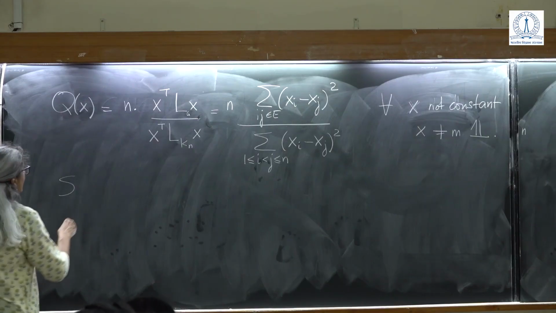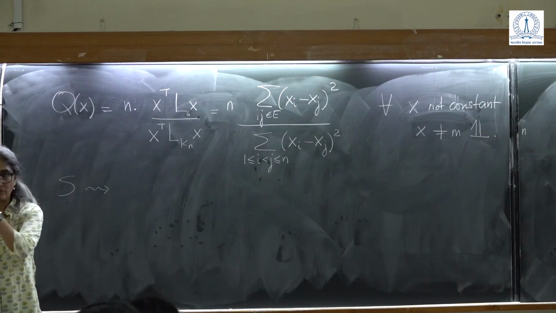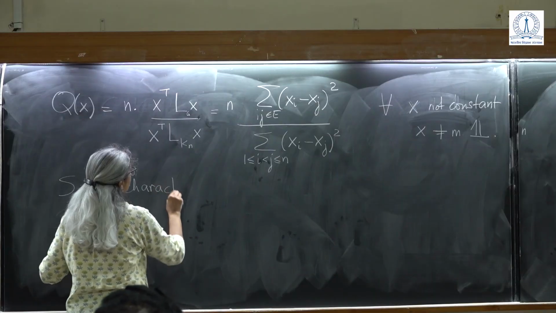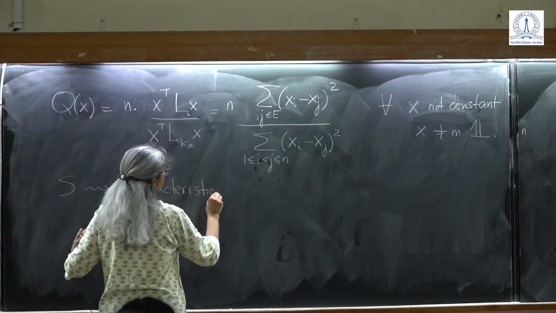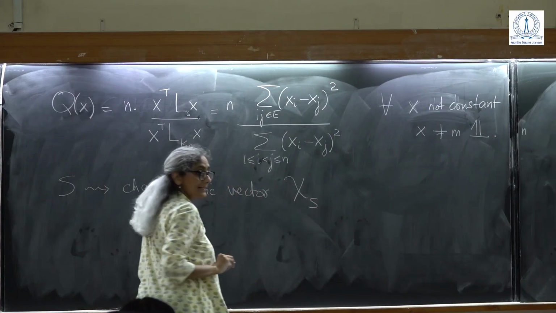So pick an S. And this S, what is this? This is a subset of {1, 2, 3, ..., n}, right? This S has a characteristic vector, or incidence vector, some people call this. So it has a characteristic vector which we will call chi of S, okay?